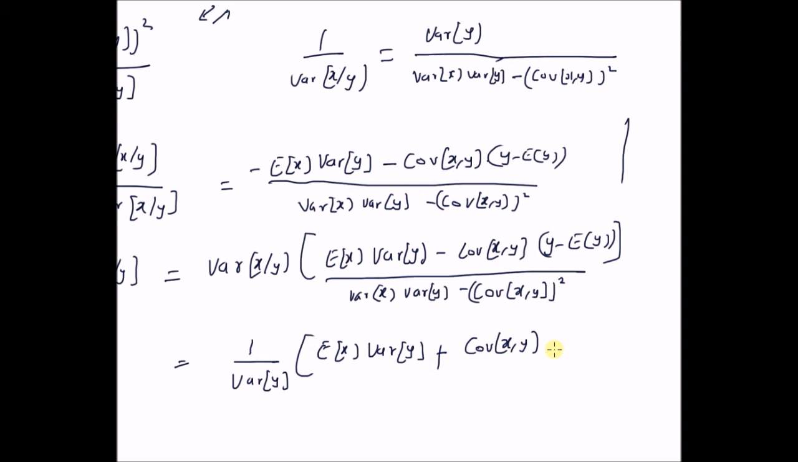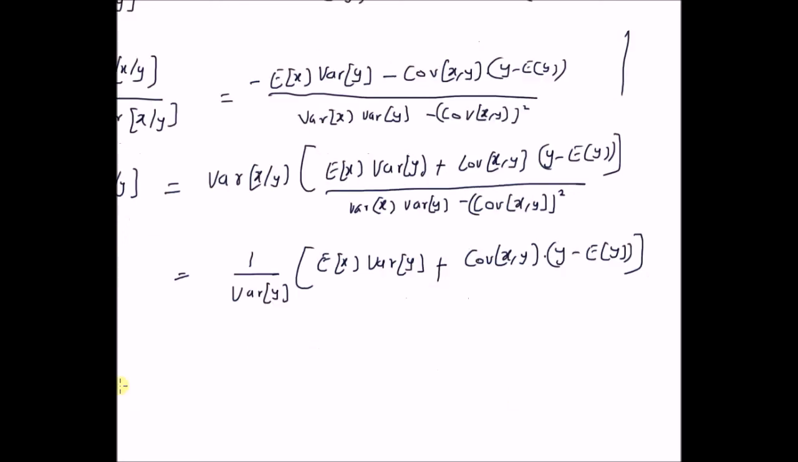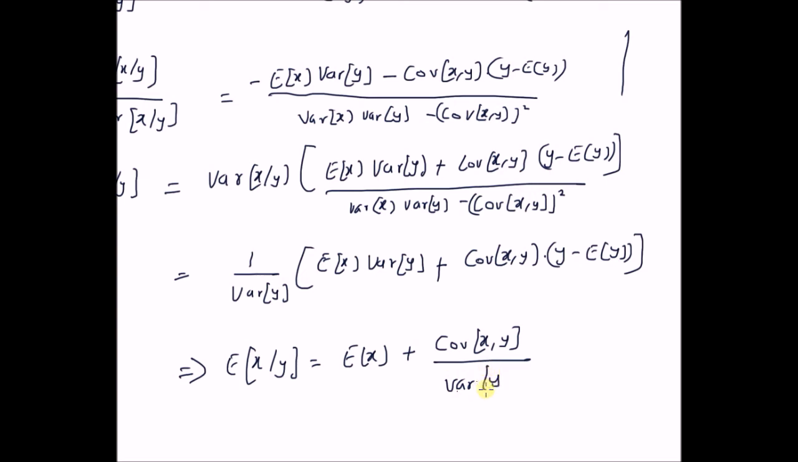This should be a plus here. So covariance of x comma y multiplied by y minus expectation of y. This should be plus here too. This implies expectation of x given y is equal to the prior mean, expectation of x, plus covariance of x comma y over variance of y multiplied by y minus expectation of y. So this is the conditional expectation of x given the other component y, or the observations.